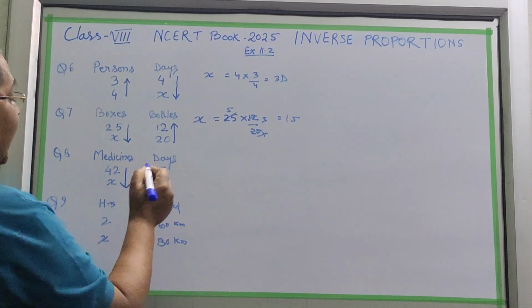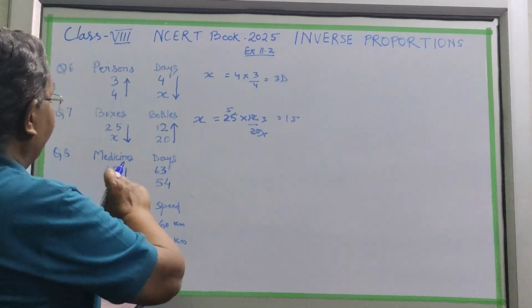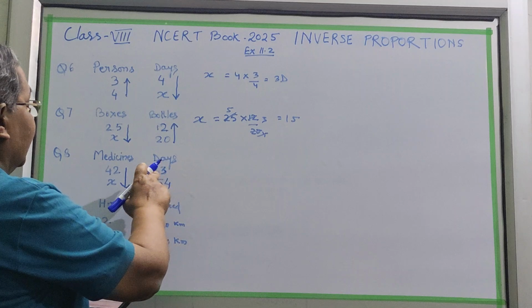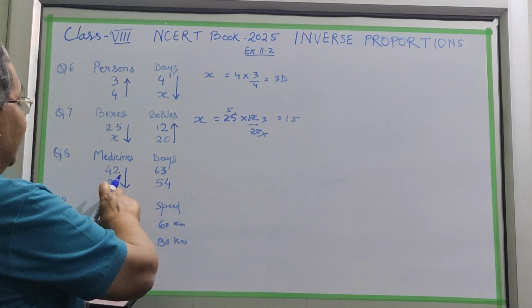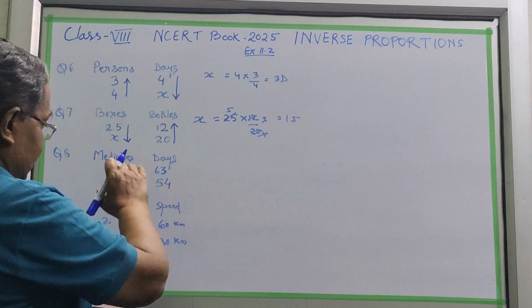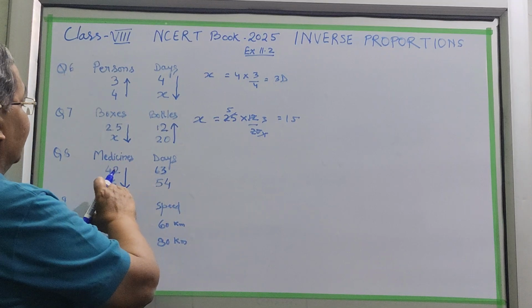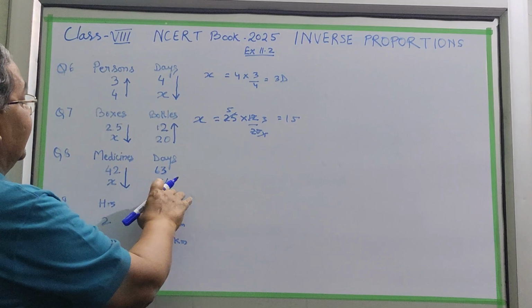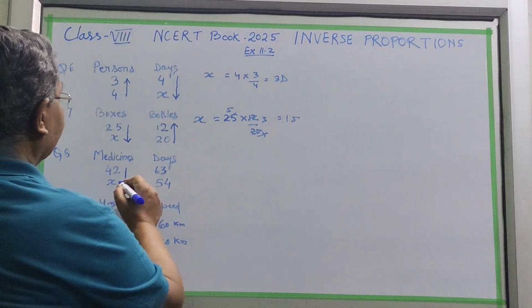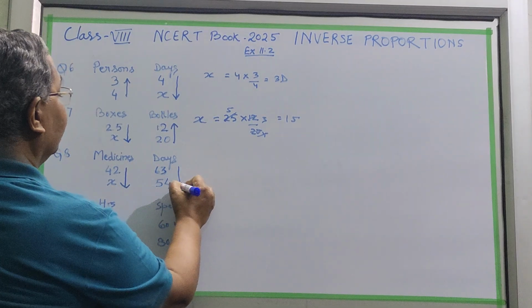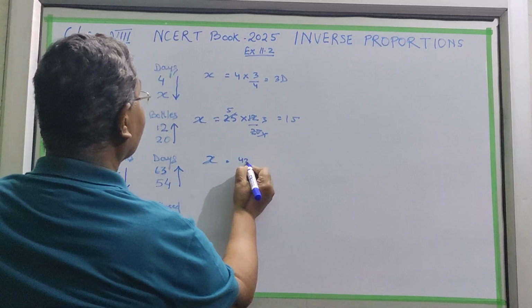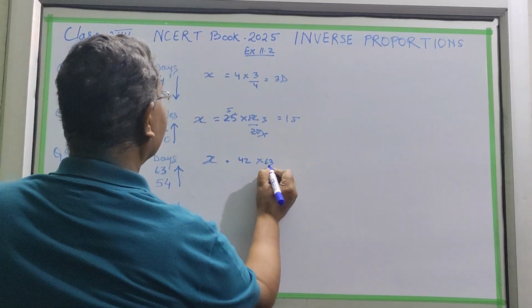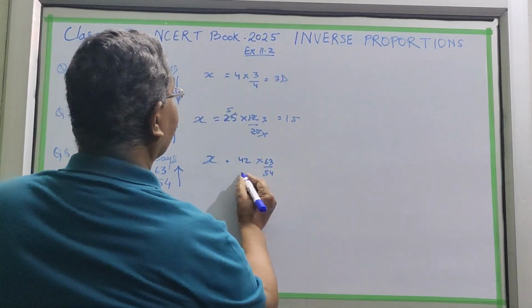Now we can think in the other way also. If 42 machines are there, it takes 63 days. If a higher number of machines are there, the days required will be less. So it is an inverse proportion, and the arrow will be in the inverse direction. X equal to 42 into 63 upon 54.